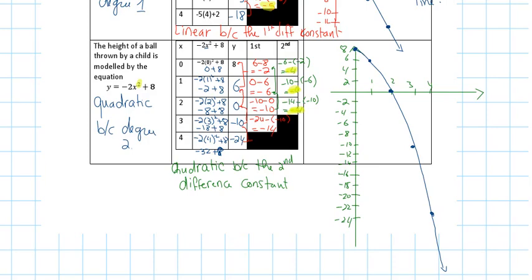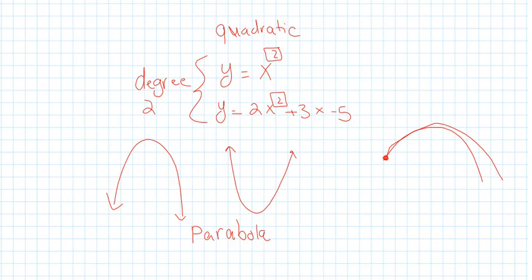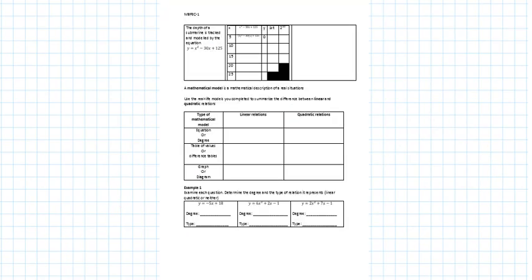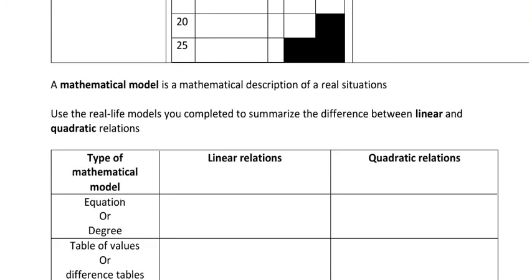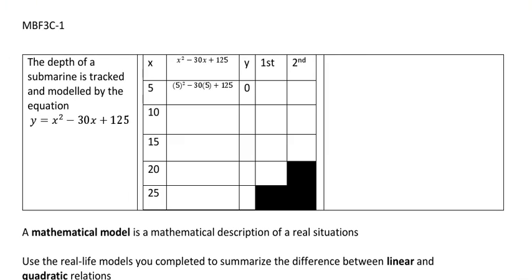So here's what I want you to do. I want you to take the time to fill out this table right here. This is your equation. You're going to tell me if it's degree 1 or 2, so if it's quadratic or linear. You're going to have to fill in the table of values. Make sure you use a calculator and do it properly to find the y values, find your first and second difference, and try to graph. Okay?